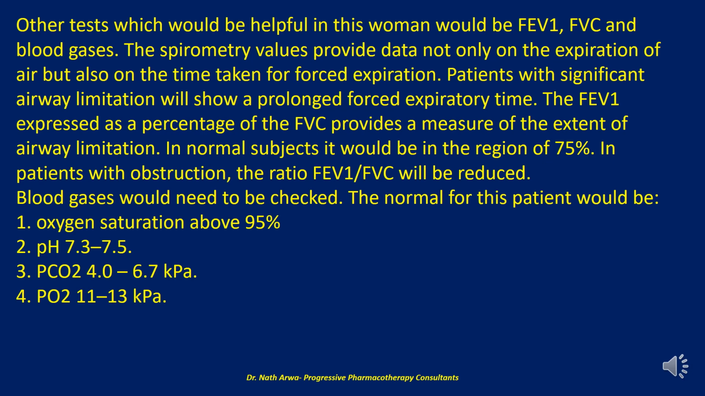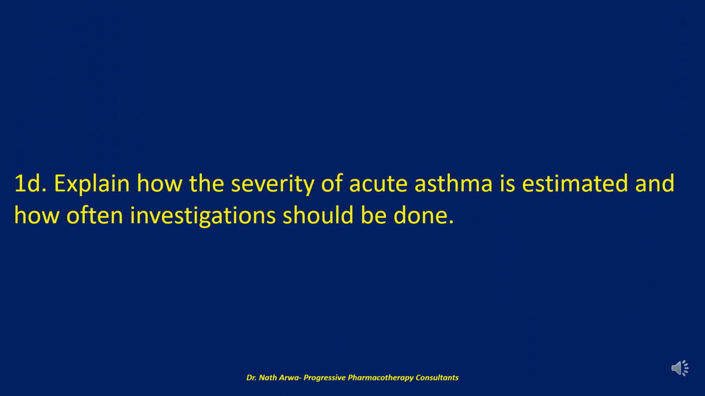Blood gases would need to be checked. The normal for this patient would be 1. Oxygen saturation above 95%. 2. pH 7.3 to 7.5. 3. pCO2 4 to 6.7 kilopascals. And 4. PO2 11 to 13 kilopascals. Question 1d reads, explain how the severity of acute asthma is estimated and how often investigations should be done.